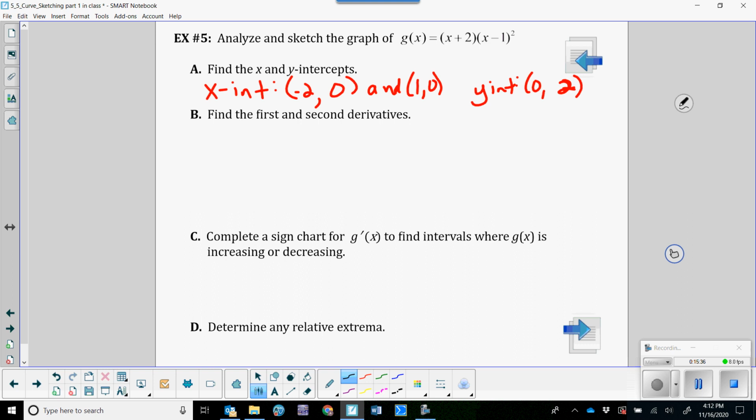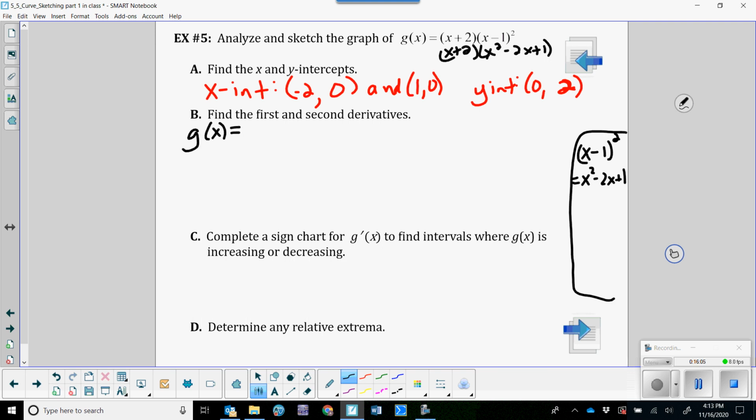So I'm going to use a little scratch area over here. So (x minus 1) squared is x squared minus 2x plus 1. And now I need to multiply that times (x plus 2). So if I do that, I just have (x plus 2) times (x squared minus 2x plus 1). And I'm going to write the results down here as what g of x is going to end up being.